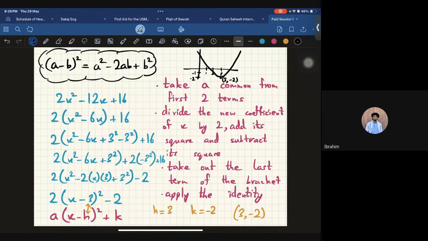Whoever has their name as ABC, can you elaborate on your question, the terms enclosed in bracket? Yeah, Husna, I'll do another example as well. Amin, can you, you're talking about apply the identity wala step?